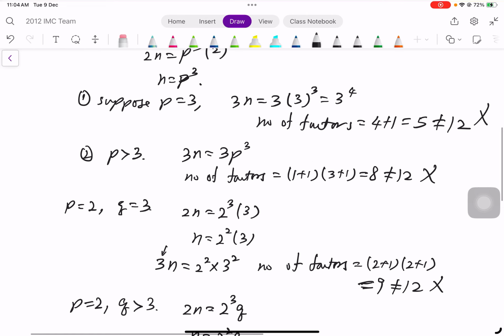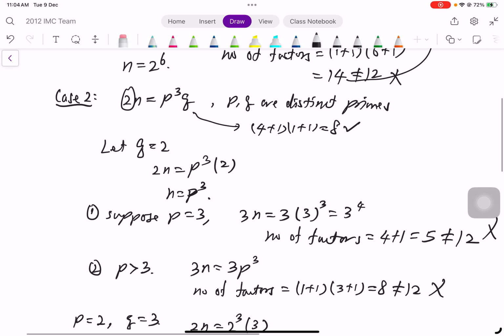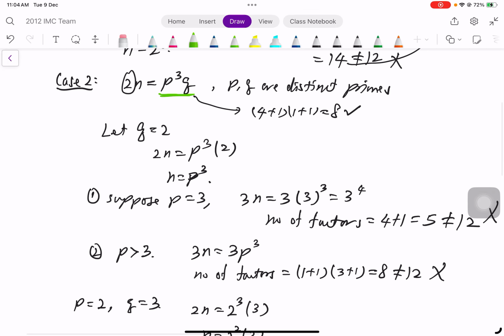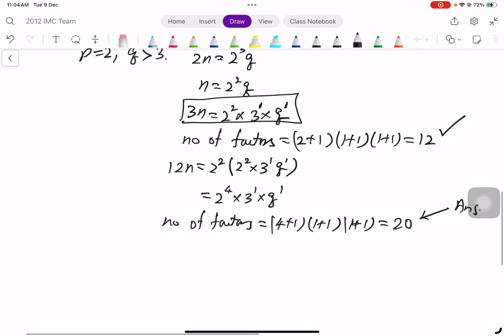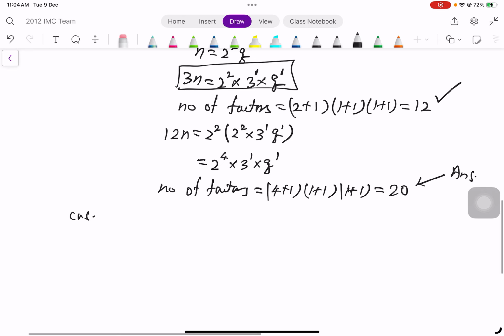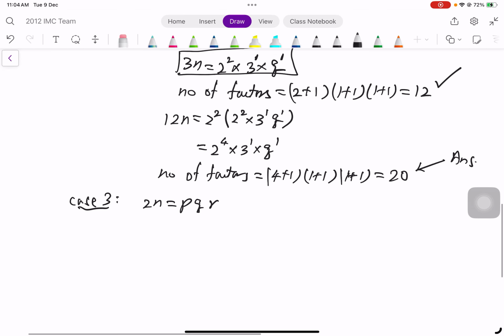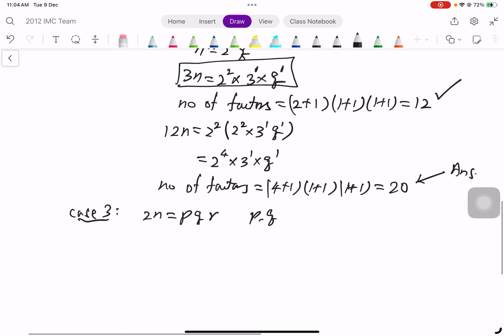Because in the second case, I assume that 2n is the product of 2 primes. But 2n can also be the product of 3 primes. Right? Therefore, I think we look at the last case. That means in this case, last case, case number 3. 2n is the product of 3 distinct primes, P, Q, R. That means P, Q, R are distinct primes.